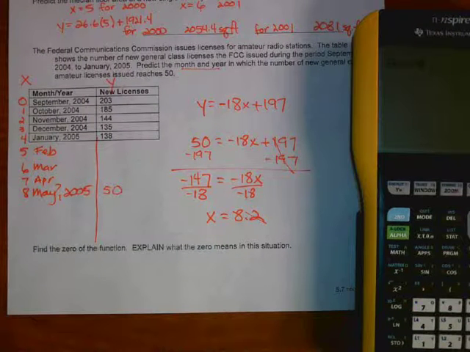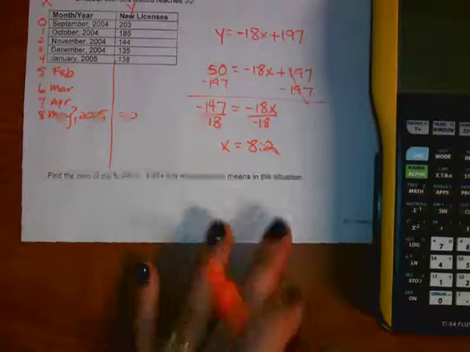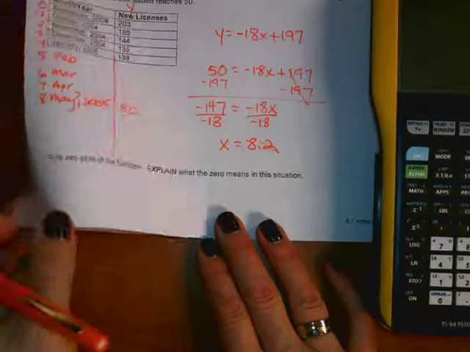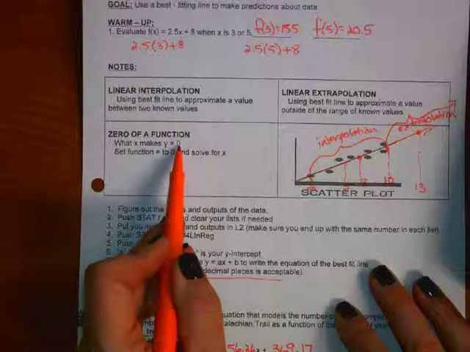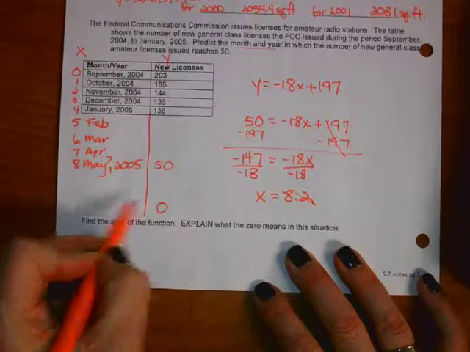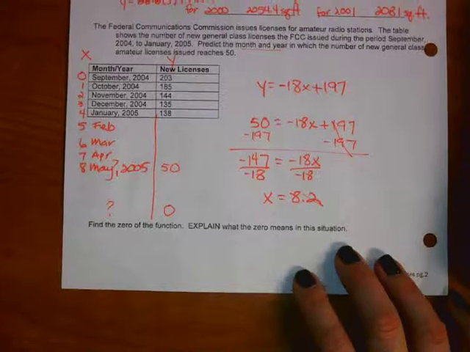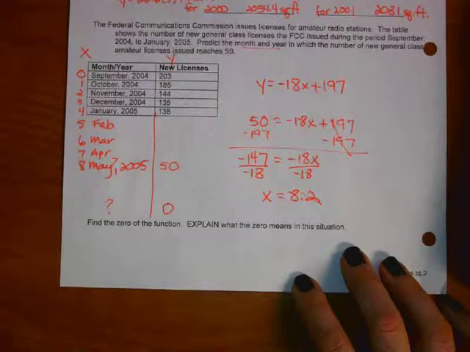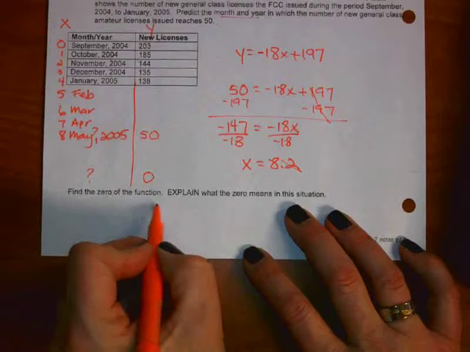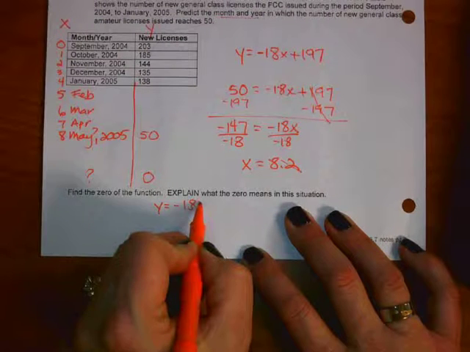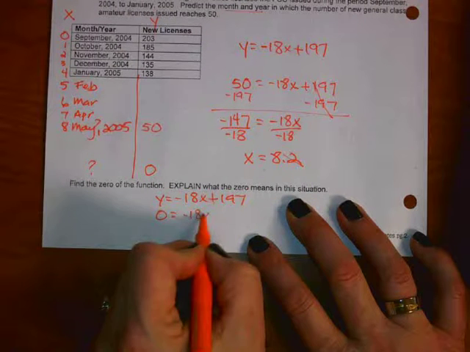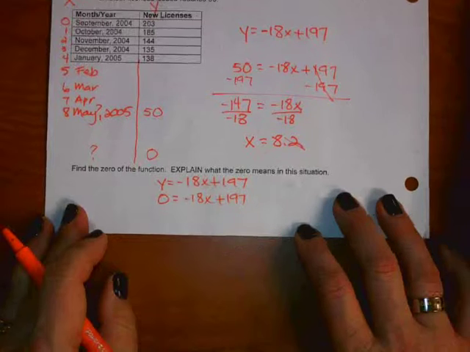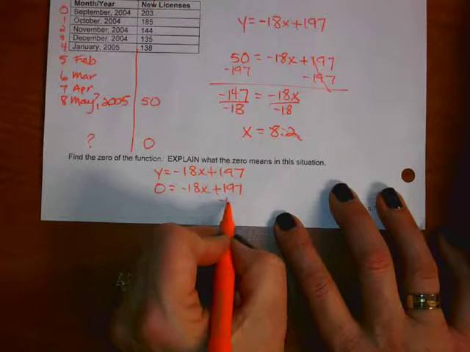Now, the zero of the function. Remember on the other side, I told you the zero of the function is when y equals 0. So I need to find out when this got all the way down to 0. When y equals 0. So all you do is you take your function and you plug in 0 for y. Plug in 0 for y and solve.